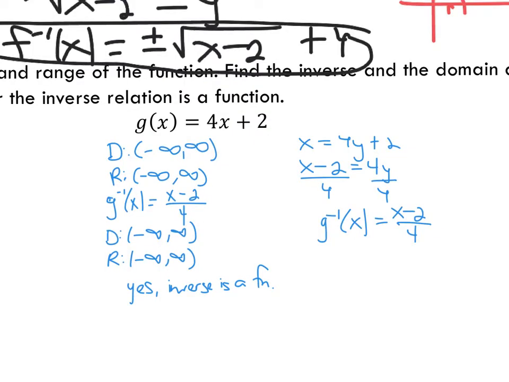Okay, so this g of x function, it actually graphs a line. And so its domain and range are both negative infinity to infinity. The inverse, g inverse of x, is x minus 2 over 4. Its domain is negative infinity to infinity. Its range is negative infinity to infinity. And then yes, the inverse is a function.